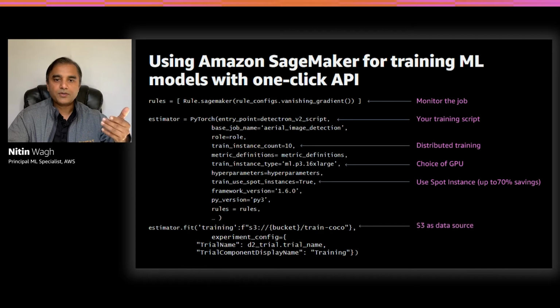Then you call the estimator.fit method with the source location, which is in S3. And finally, provide experiment tracking configuration like trial name, stage. So SageMaker can attach the training run to a trial that can be tracked via API or visually. Moreover, the SageMaker training API is consistent across all frameworks like TensorFlow, PyTorch, and MXNet, bringing standardization for machine learning training.